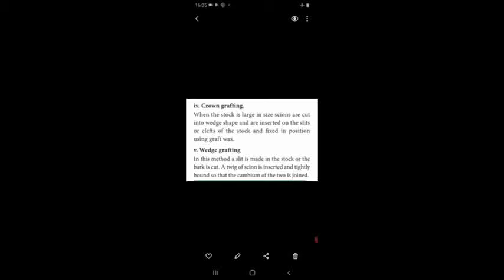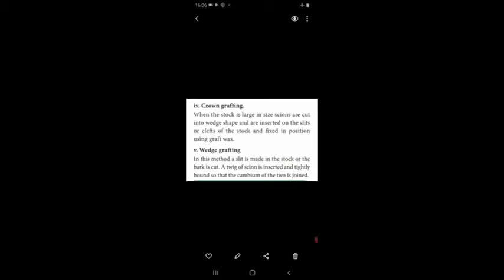The triangle shaped scion is inserted in the slit which is made in the stalk in a fixed position, and we have to apply the graft wax around the wood region. After a few weeks, it develops into a new individual, which is said to be crown grafting.